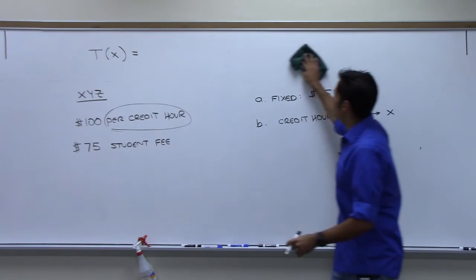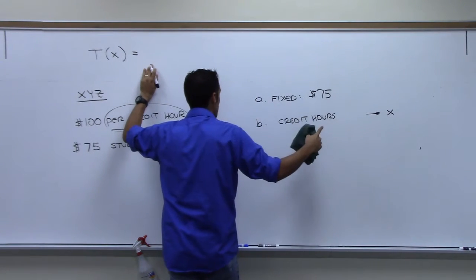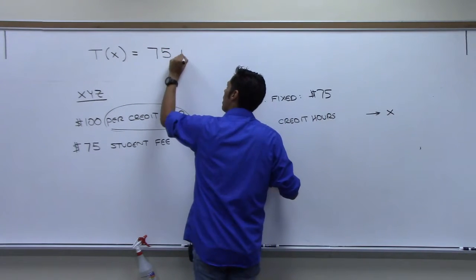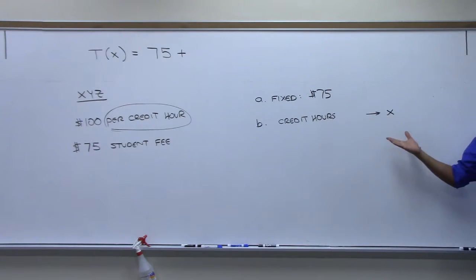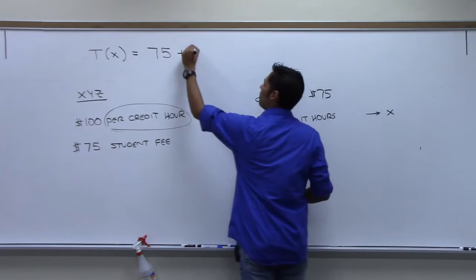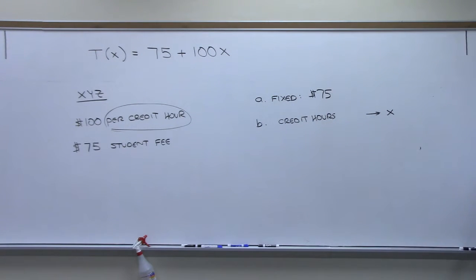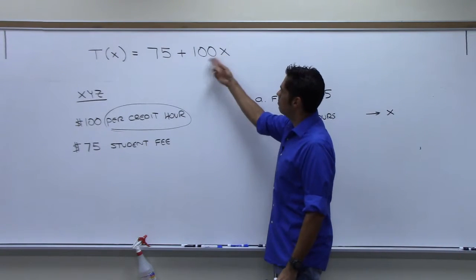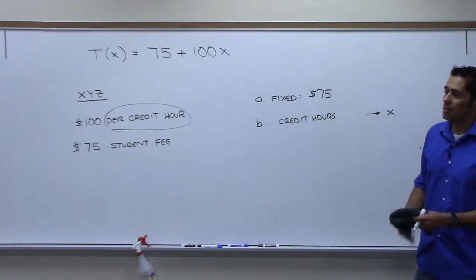So tell me about this cost. No matter what, it has to be what? If you're going to go to school there, no matter how many hours, you've got your fixed 75, right? Plus, because you have to pay something in addition to that, what? $100 per credit hour, and if x is the number of credit hours you're going to take, then it's going to be 100x. So if you take 1 credit hour, you're going to pay $175, right? 2 credit hours, 200 plus 75, 275. And that is a linear equation.